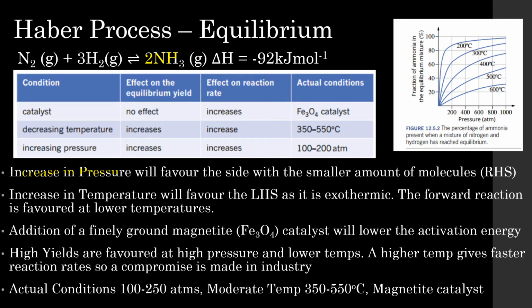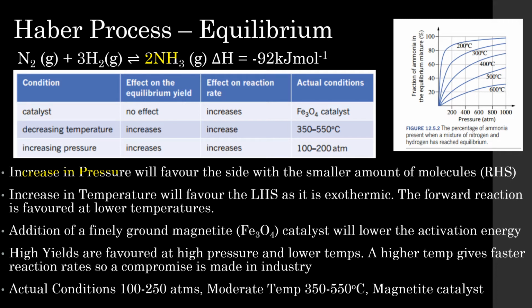And now increasing temperature, it's going to have the reverse effect for equilibrium, because it's an exothermic reaction. So the forward reaction is favoured at lower temperatures. If I increase the temperature, it's going to favour the left-hand side because there's more energy in the left-hand side than the right-hand side.